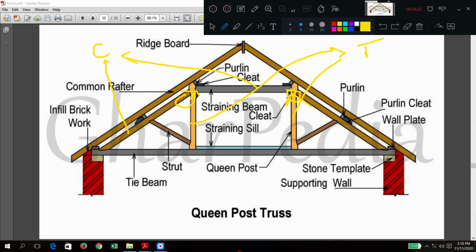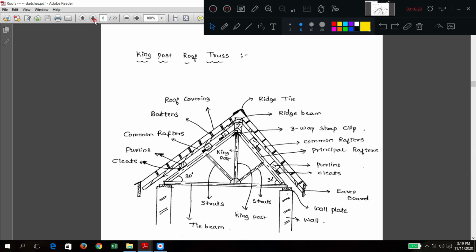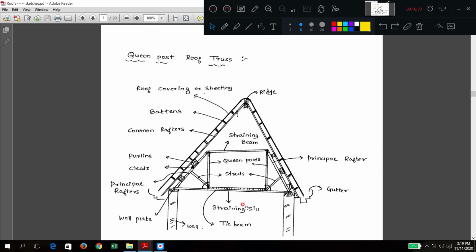Okay, is that okay? Now, how would this have appeared in a handwritten sketch? Go like this. Everything is the same. I have drawn it by hand. Ridge is there, queen post, struts, straining sill, everything is there. Apart from that, you have drawn some gutter, meaning the collection of water. Every part is the same: purlin, cleat, common rafter patterns. So all these things have been shown.